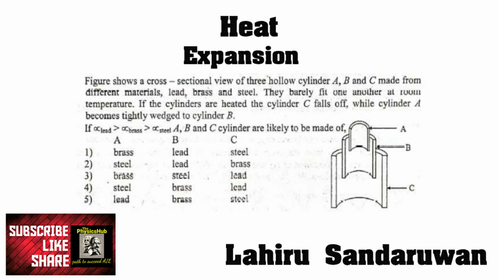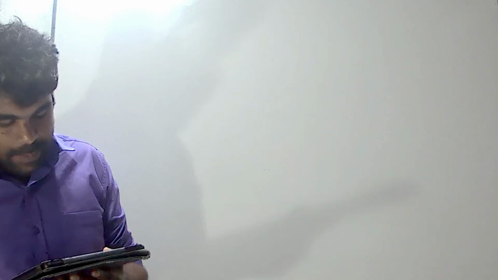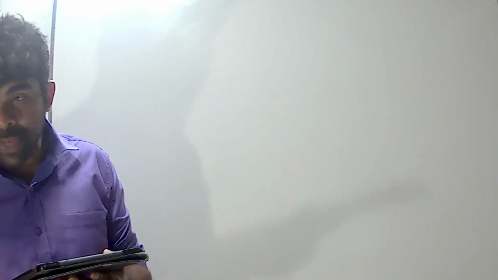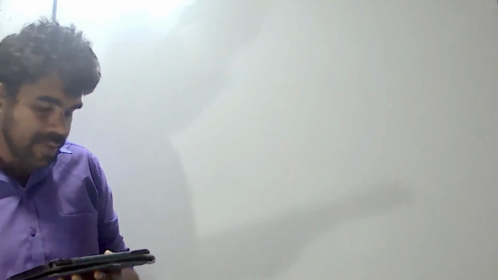If alpha lead is greater than alpha brass, and alpha brass is greater than alpha steel, A, B, C cylinders are likely to be made of which materials? We know that C is released. It means the linear expansivity of C should be the greatest value, greater than B.